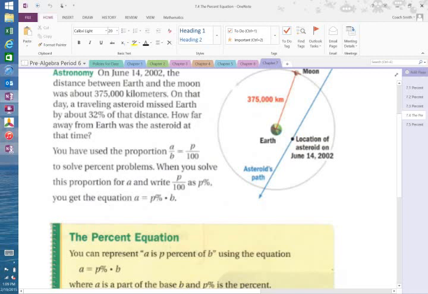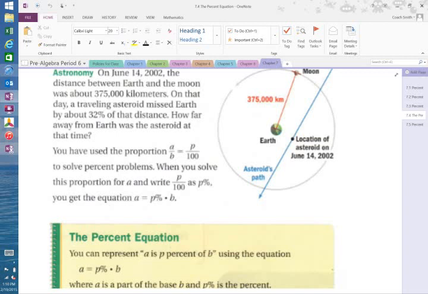It's very similar. Everything is still the same as far as what the pieces are. You have A, which is the part, B, which is the total, and P, which is the percent. The difference is just like they've stated here. Read this example. On June 14, 2002, the distance between Earth and the Moon was about 375,000 kilometers. On that day, a traveling asteroid missed the Earth by about 32% of that distance. How far away from Earth was the asteroid at that time?